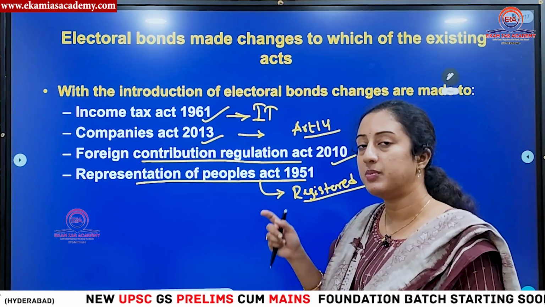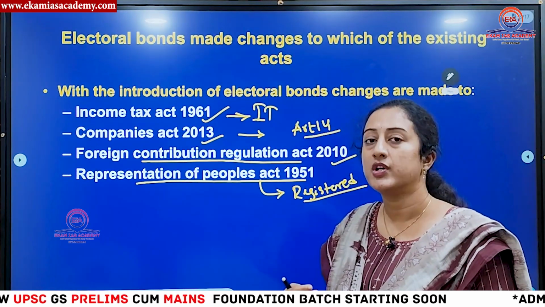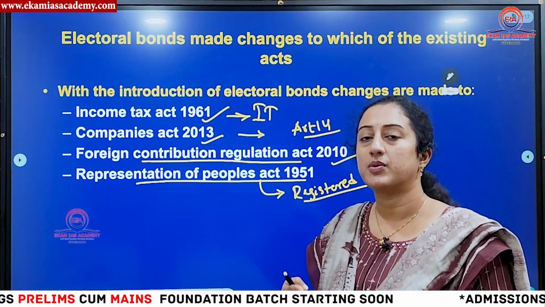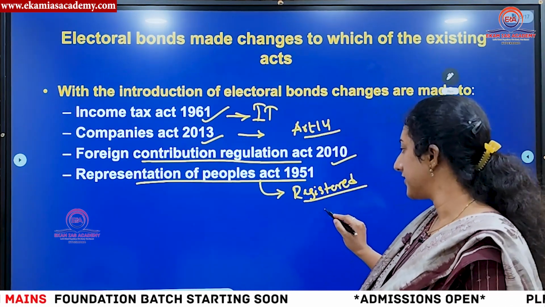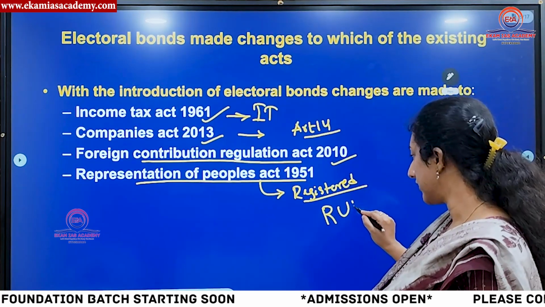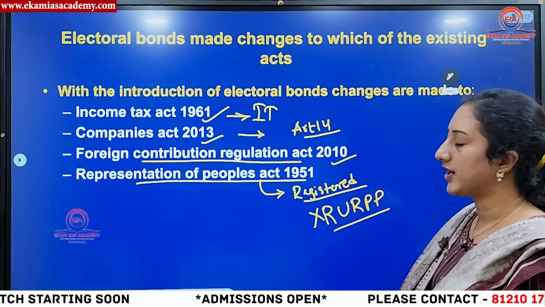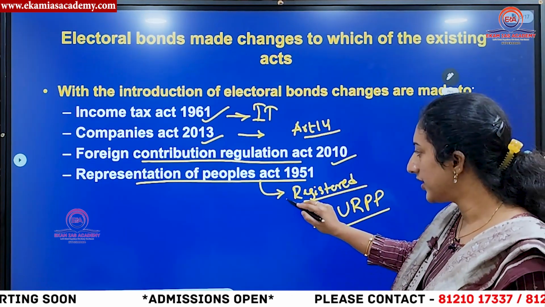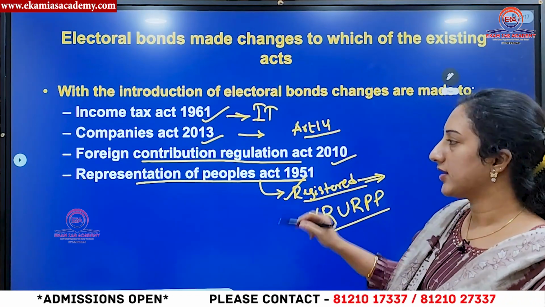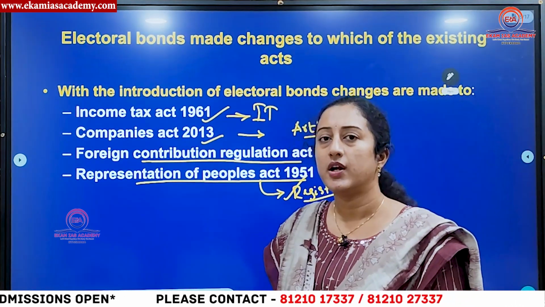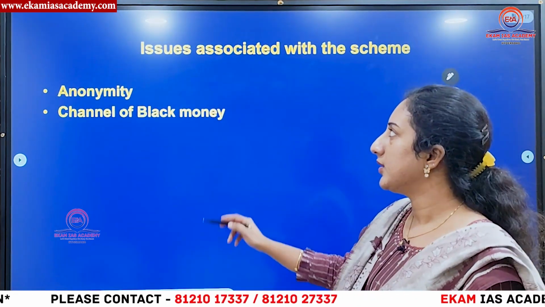But some parties may be registered, but they may not fight elections after the registration, or even if they fight elections, they may not meet the criteria designated by the Election Commission of India. At that time, they are considered registered but unrecognized political parties. So these parties are not entitled to the electoral bond scheme. Only registered parties under the Representation of Peoples Act 1951 are entitled to get the benefits from the electoral bond scheme. Then what are the issues?